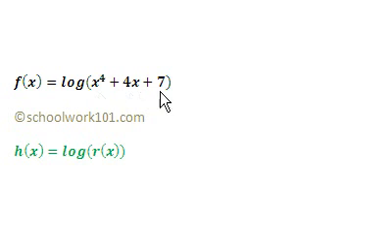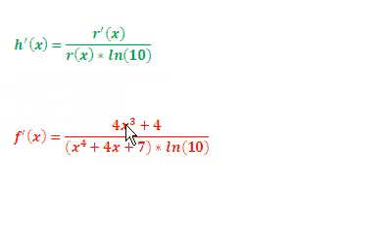So the derivative of what's in parentheses first: the derivative of x to the fourth is going to be, bring the 4 out front, 4x cubed, plus 4. The derivative of 7 is 0. So you got 4x cubed plus 4. We write that in the numerator, and then you just rewrite everything times the natural log of 10.